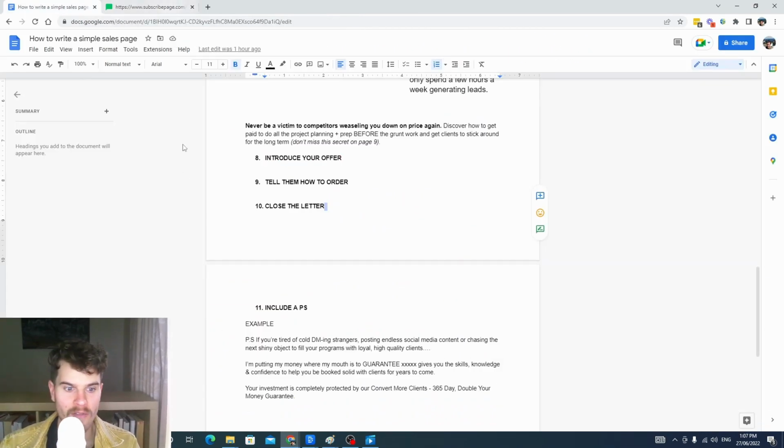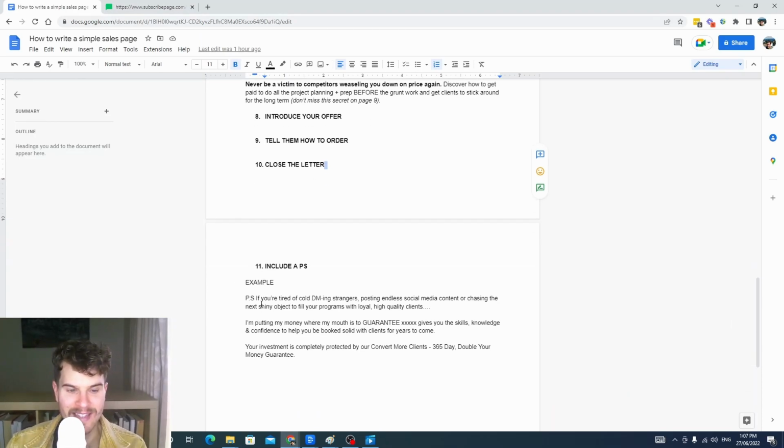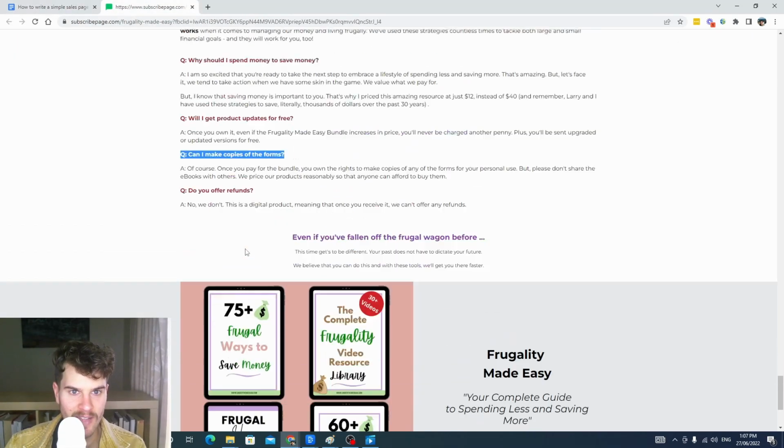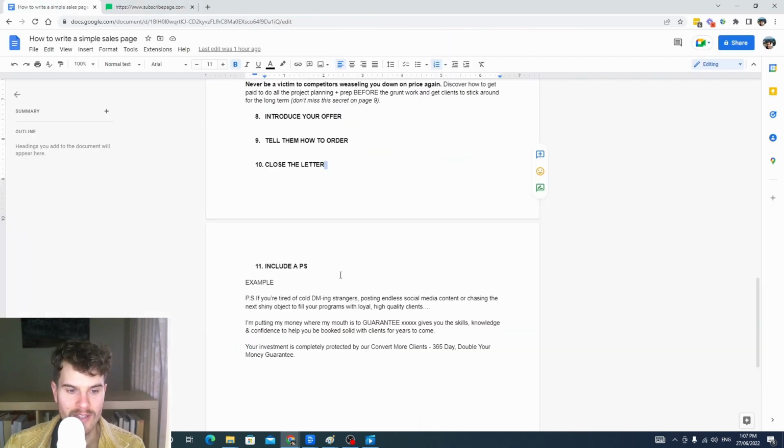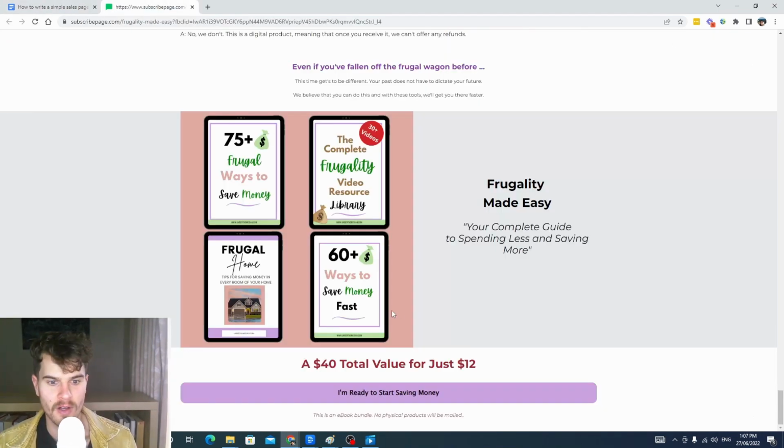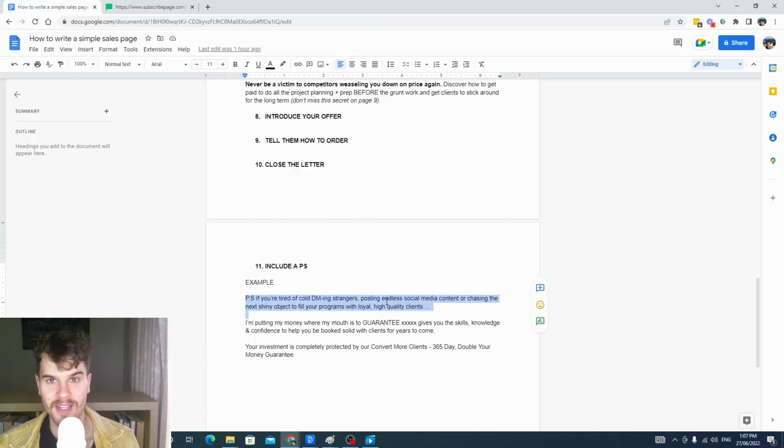Okay, and to close off, I would definitely include a PS in this letter. You've already done if you're tired of or if you're sick of doing this. To close off the letter, I would generally have something that uses urgency or scarcity. Now, because this is just a digital product, the best thing we can do is say this is a one-time offer. You won't see this page again.